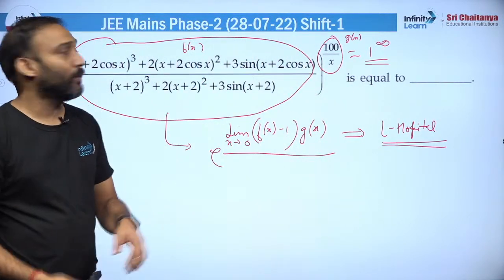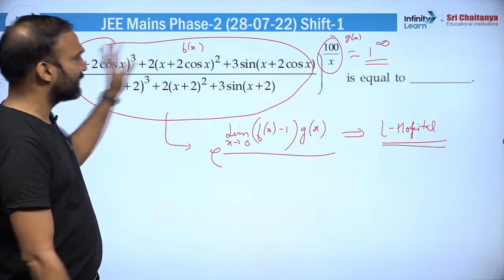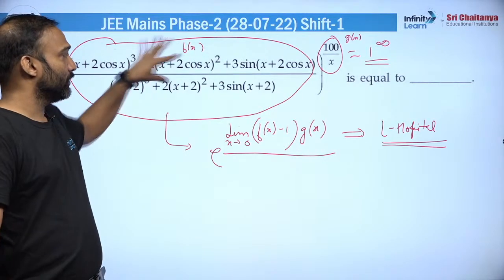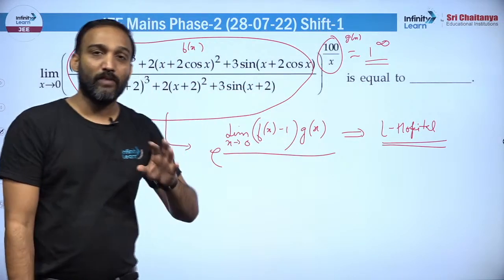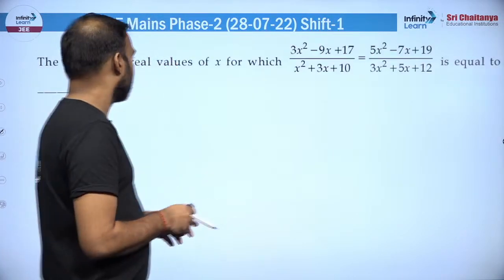So all you need to observe in this particular example is it looks scary, but when you put x equal to 0, this will be converted into 1, this will be converted into infinity. So this is simple 1 raised to power infinity form.